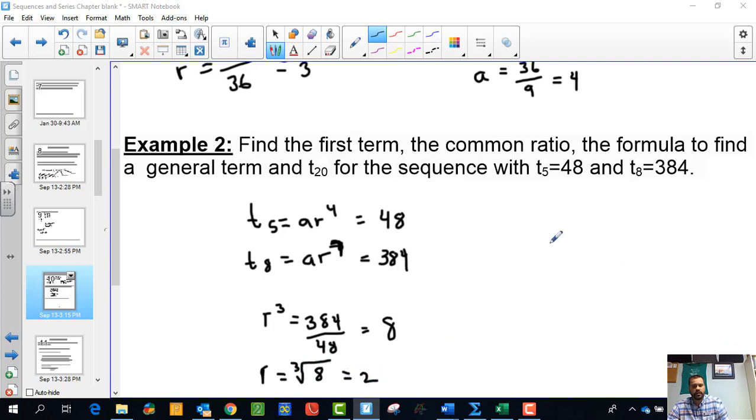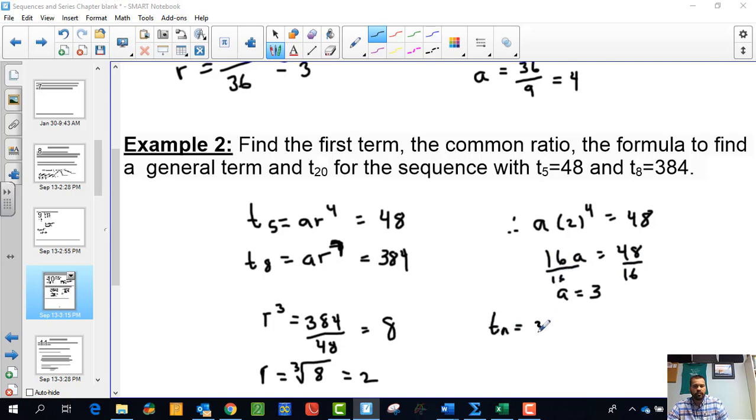Then we go back and say, okay, that means that A times 2 to the 4th is 48, which means that 16A is 48 because 2 to the 4th is 16. Then we divide both sides by 16, so A becomes 3. That means that Tn is then 3 times 2 to the n minus 1.